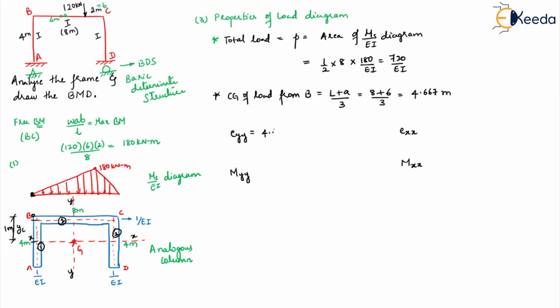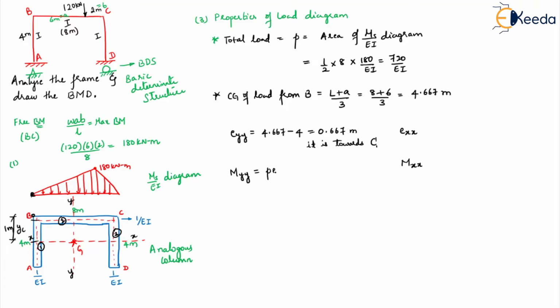Right, so in YY, what is the value? It is 4.667 like this, minus the center will be 4 meters. Right, so this will be 0.667 meters, and it is towards C.